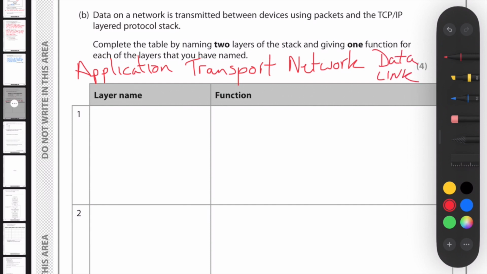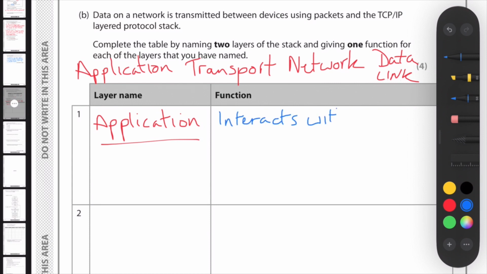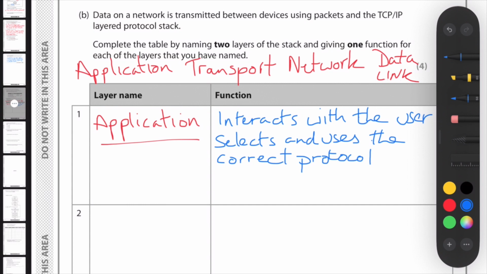So we can have any one of these. Application, the layer name. If I say, I'm going to use the first one, application. Okay, and what's it do? The application interacts with whoever's using it, with the user. The user interacts with it, and it selects and uses the correct protocol to transmit data. So there would be the two to go with that. Interacts with the user, selects and uses the correct protocol to transmit data. That would be the application layer.